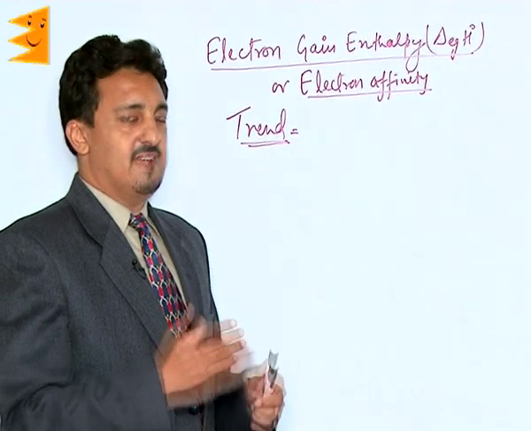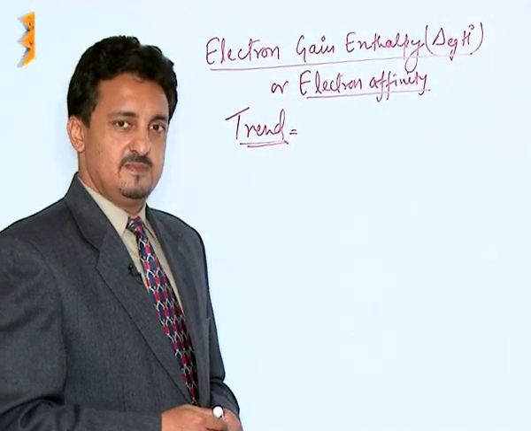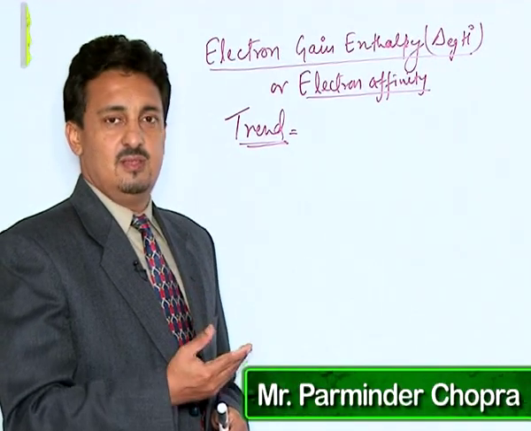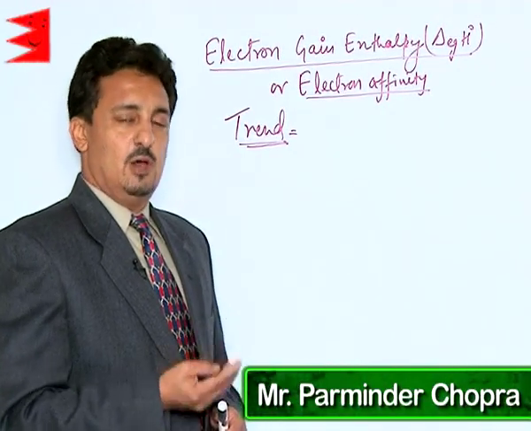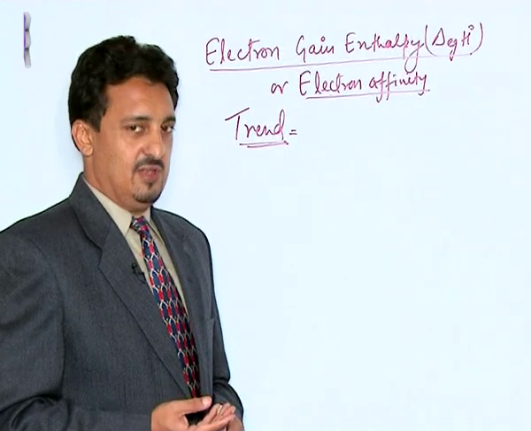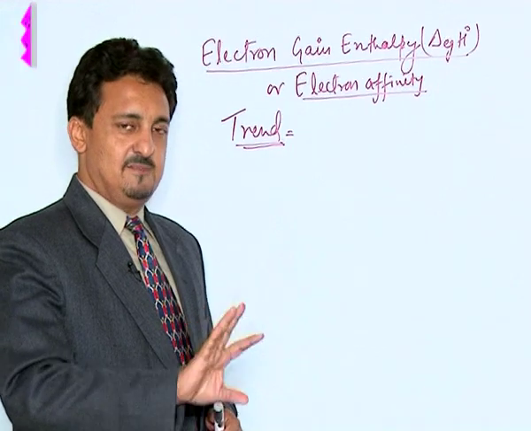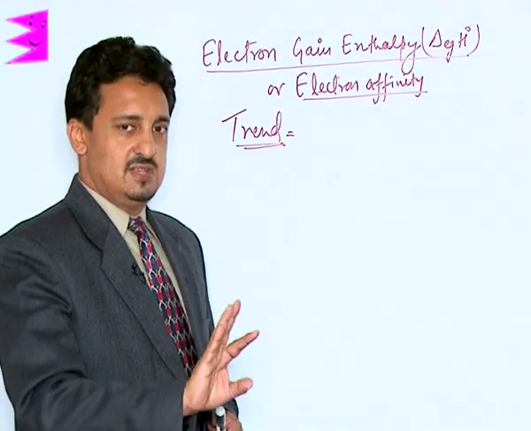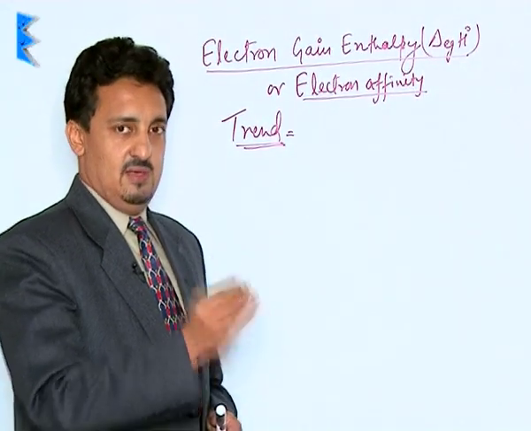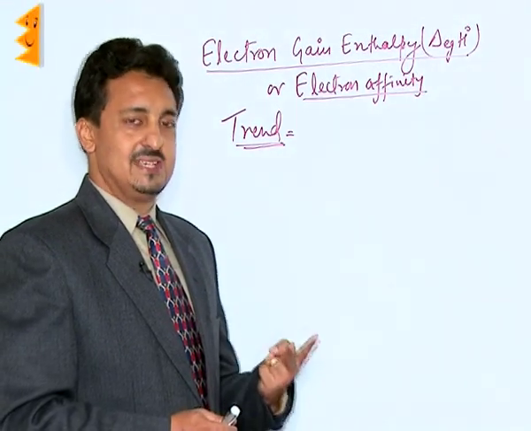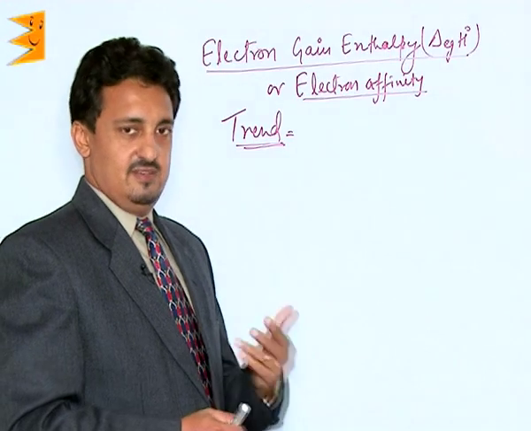Now let us study the trend of electron gain enthalpy. We have seen that it depends on the nuclear charge, atomic size, and of course the electronic configuration. The electronic configuration will always create certain exceptions in the general trend, so we will not consider it while studying the general trend.